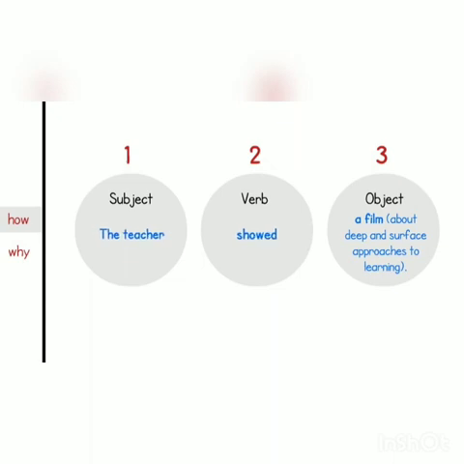Let's consider this example. The teacher showed a film. The teacher is the subject, verb showed in the past tense, and a film is an object. Consider the subject, verb, and object as the important part of English sentence, SVO: the subject, verb, and the object.